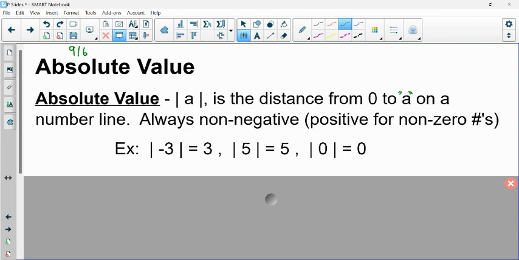So some examples, absolute value of -3 is 3. Notice this is non-zero. It's positive. Absolute value of 5 is also 5. It's positive. And the absolute value of 0 is 0. Okay, so that's not positive, but it's non-negative.